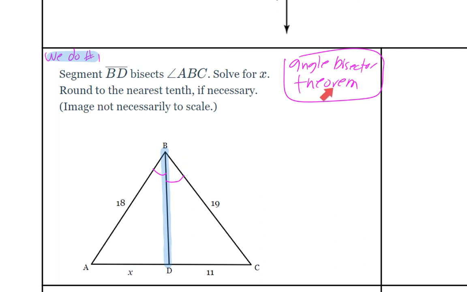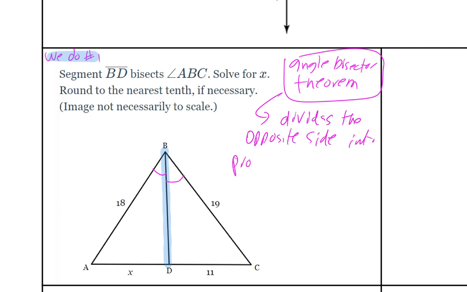So what the angle bisector theorem tells us is that it divides the opposite side into proportional segments. So what that means is if this is an angle bisector, it's going to make these into proportional segments. So let's go ahead and solve that.